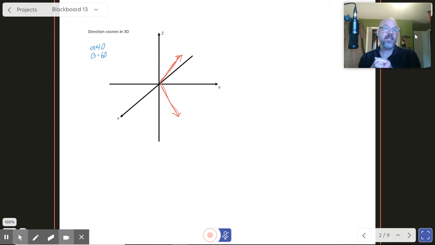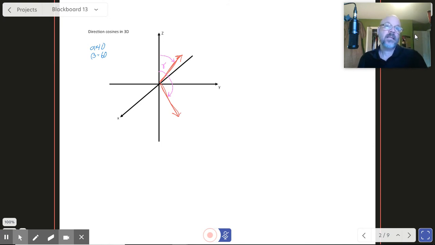Okay. But wait, there's more. Let's suppose we provide one more piece of information, and that is the angle here, let's call it gamma, from the z. Okay. Now, in our case of the two vectors, gamma could look like that, or gamma could come all the way down here like this. So we've got two options for gamma.